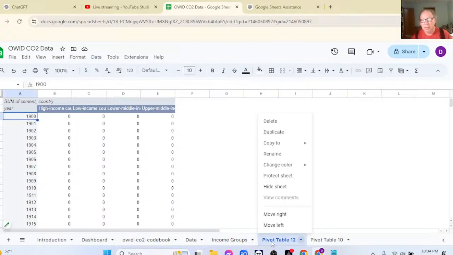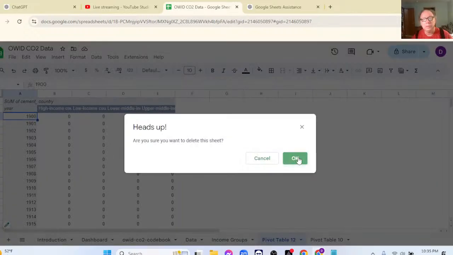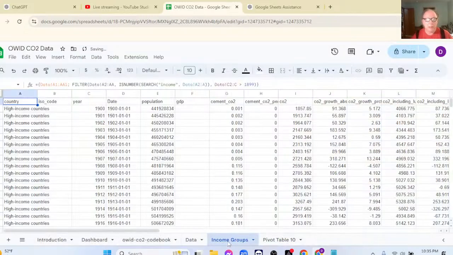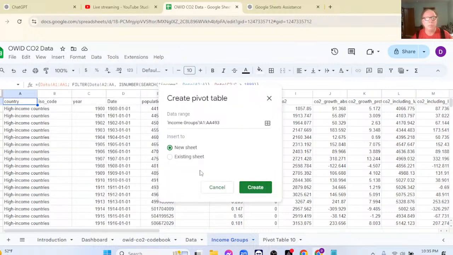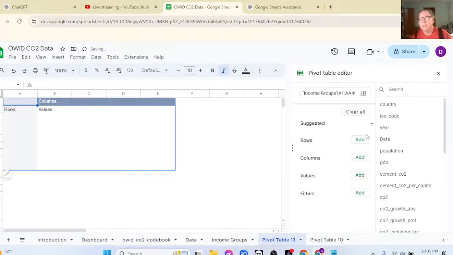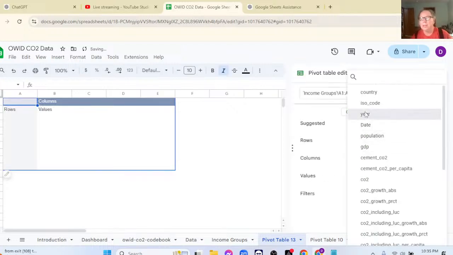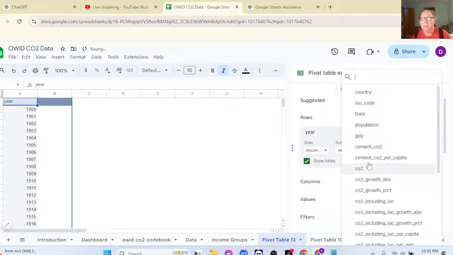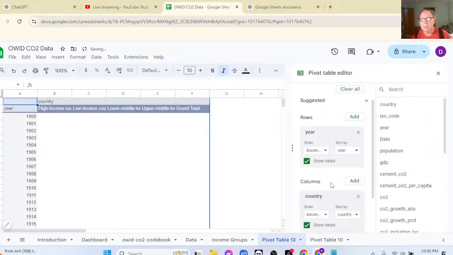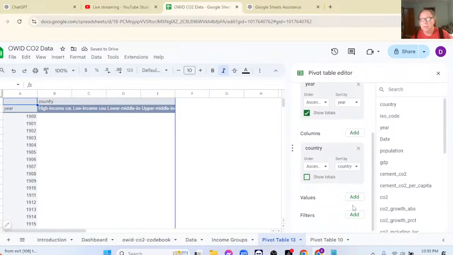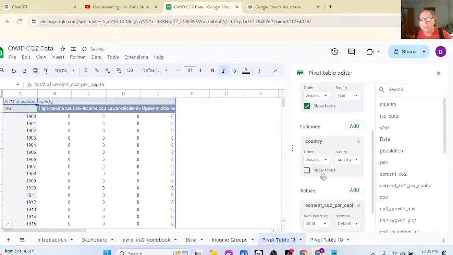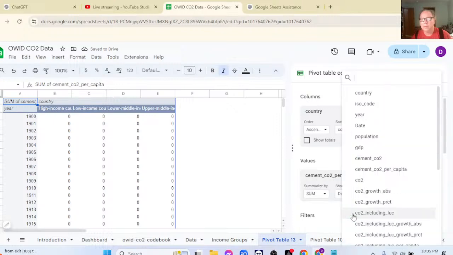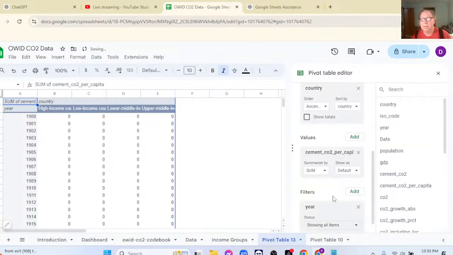Let's get rid of this again. Let's start over again here. And income groups, insert, pivot table, new sheet. Let's add year. Columns are going to be country, right? Skip totals. Value is going to be per capita. Filter, year.